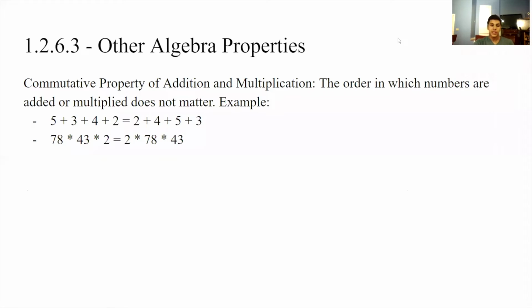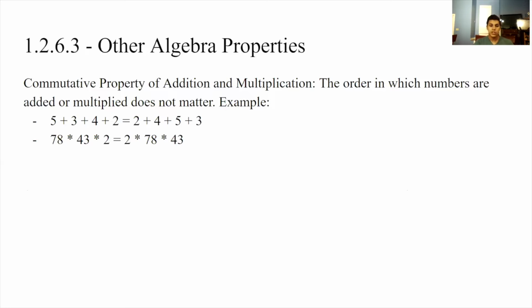Before we get to actually isolating the variable, there are a few more algebra properties that you need to know. The first is the commutative property of addition and multiplication, which says that the order in which numbers are added or multiplied does not matter. In the examples below, we have 5 plus 3 plus 4 plus 2, and that's going to be equal to 2 plus 4 plus 5 plus 3, because even though we're reordering the numbers being added, it's still going to stay equal. In the next bullet, we have 78 times 43 times 2 equals 2 times 78 times 43. Again, we're just reordering the way in which these numbers are multiplied, but it's not going to matter, because at the end, you're still going to get the same final result for both equations.